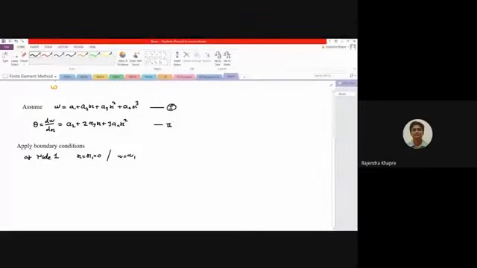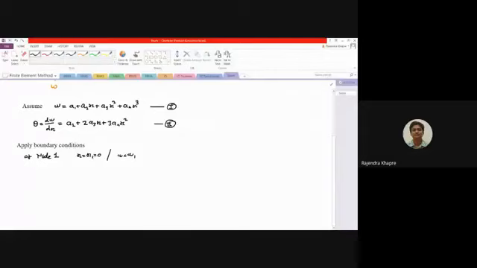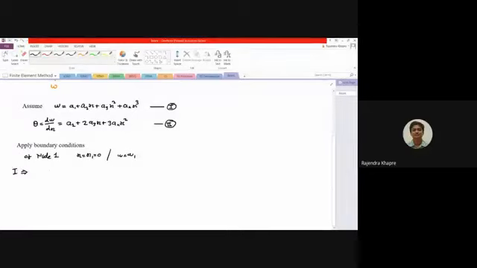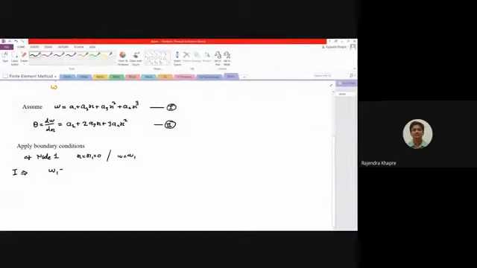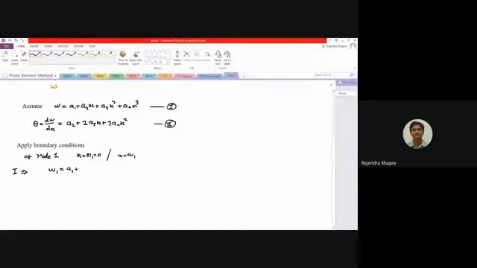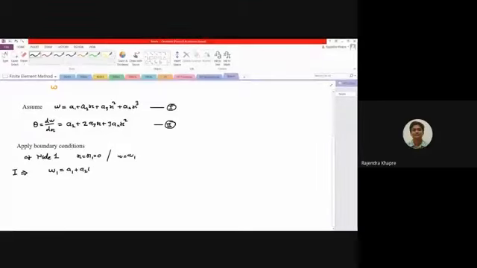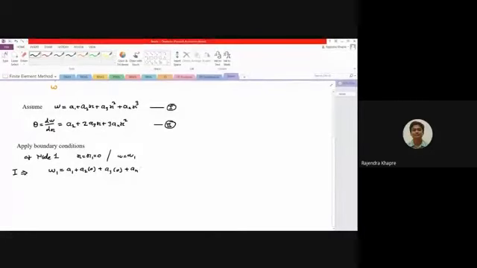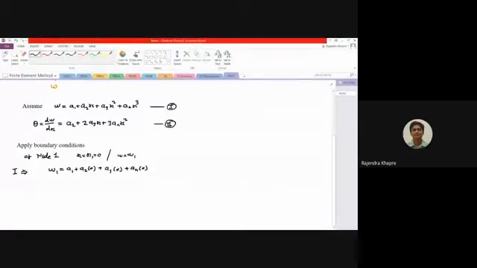Okay, if you substitute this in expression number 1, your w will now become w1. So w1 will be something like a1 plus a2 into the x value, which is 0, plus a3 into 0, plus a4 into again 0. So this is my expression number 1. Let us call this expression a.